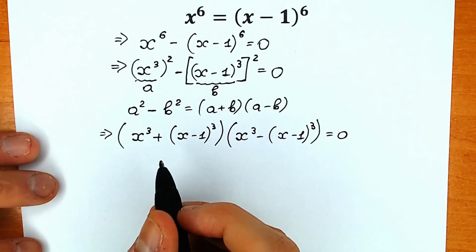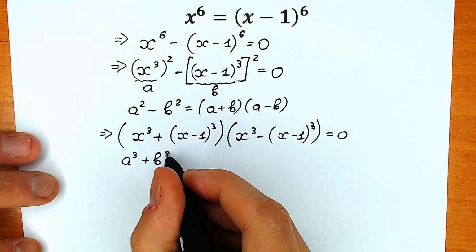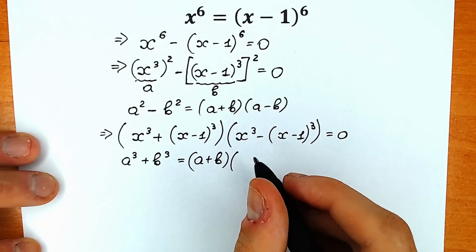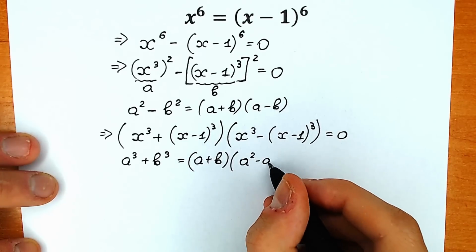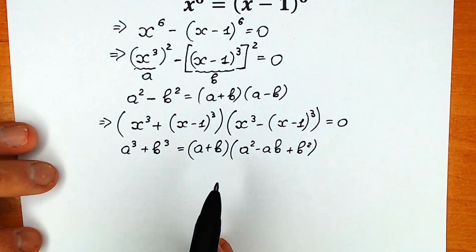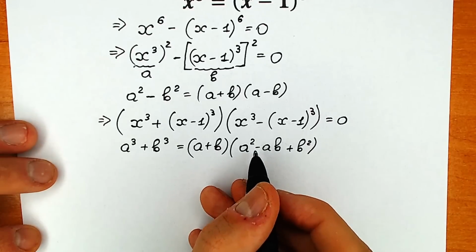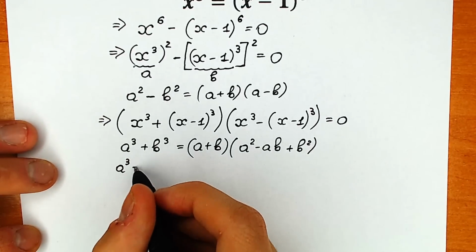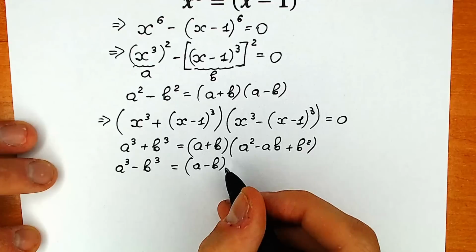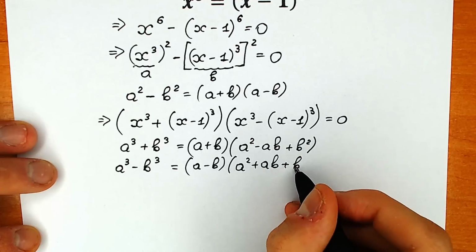But first of all, let's remember the formula for the sum of two cubes. a cubed plus b cubed is equal to (a plus b) in the first parenthesis, and in the second parenthesis we have a squared minus ab plus b squared. And let's look closely at the second parenthesis. In the second parenthesis we have a difference of two cubes, so a completely opposite formula, with this minus and this plus. We have a cubed minus b cubed, and we can easily use this formula: (a minus b), and inside another parenthesis a squared plus ab plus b squared.